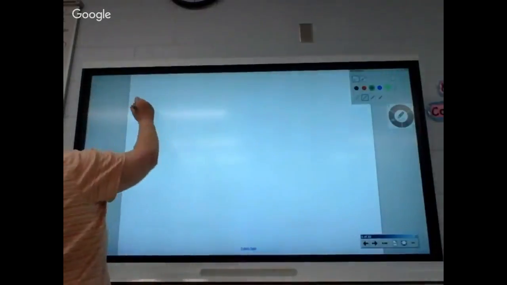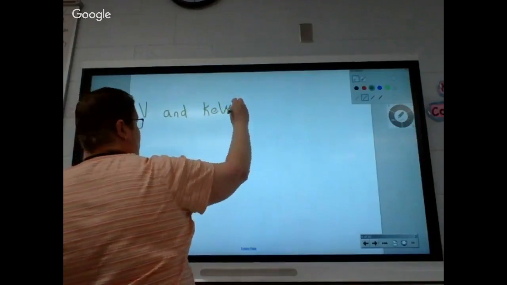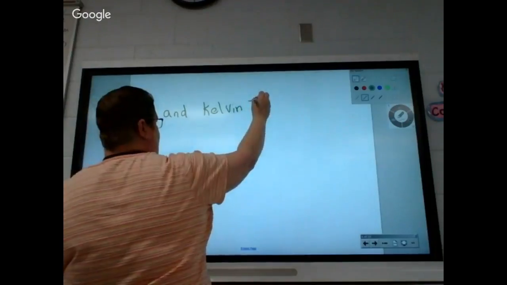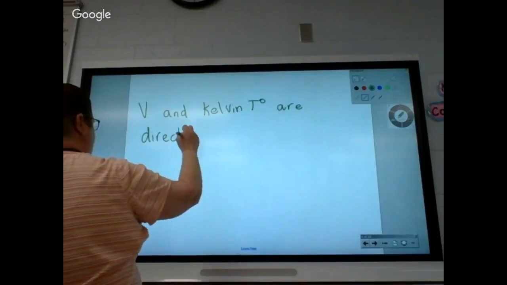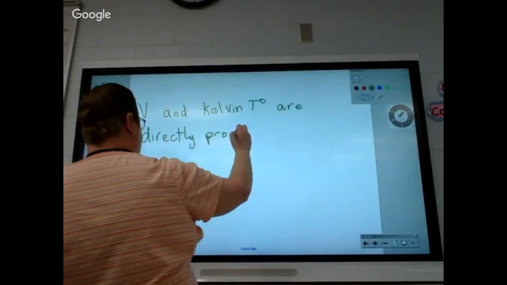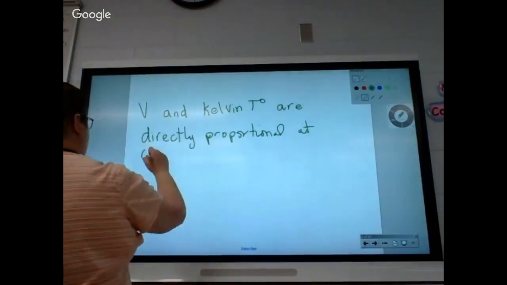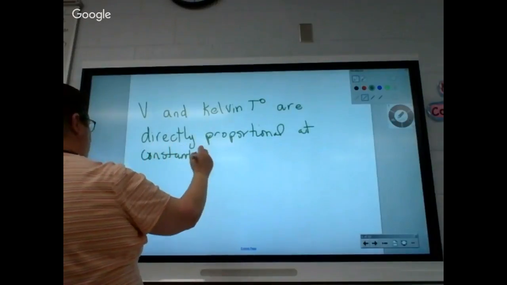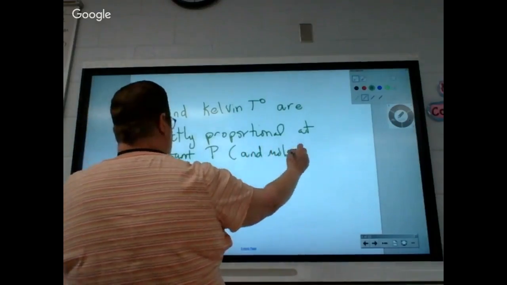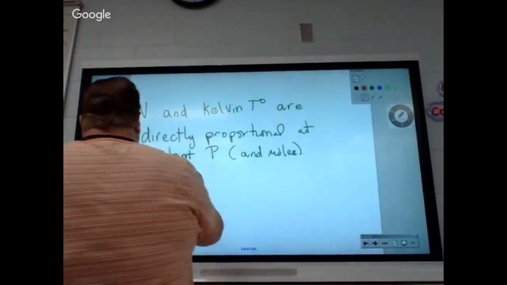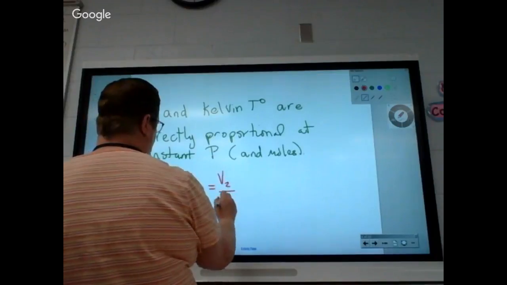So, volume and Kelvin temperature are directly proportional, and I've got to write the formula at constant pressure. I'm going to write "and moles" in parentheses again. The formula for this one is V1 over T1 equals V2 over T2.